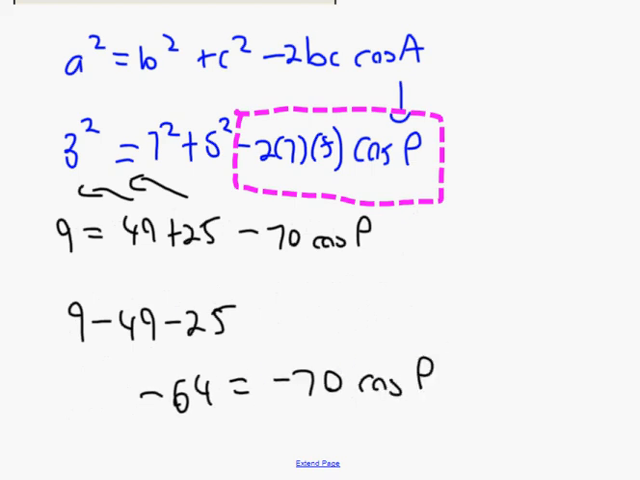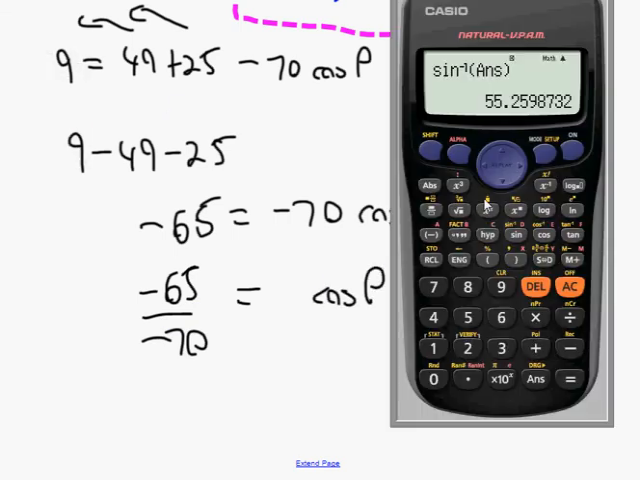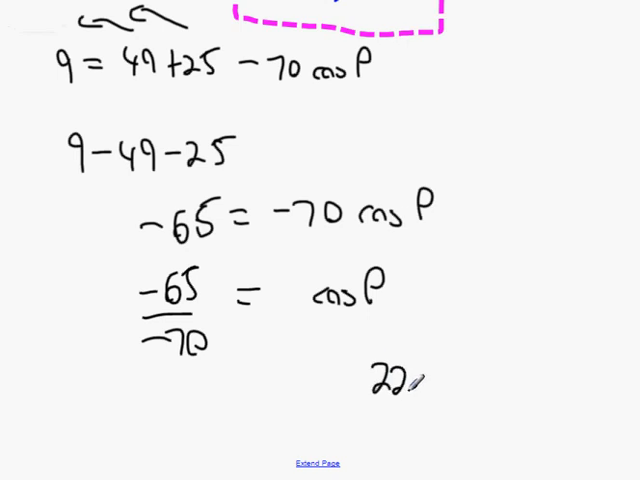Sorry, 65, excuse me. And then after that? Anybody know? Put the minus 70 under. Minus 65 over minus 70 equals cos P. If it's an angle question, what's the last thing you're going to do? Cos inverse of minus 65 over minus 70, which is the same thing as 65 over 70. 21 point something, which rounds up to 22 degrees. How many people got 22 degrees yesterday? Okay, majority. That's us. Anybody want to do the last one?